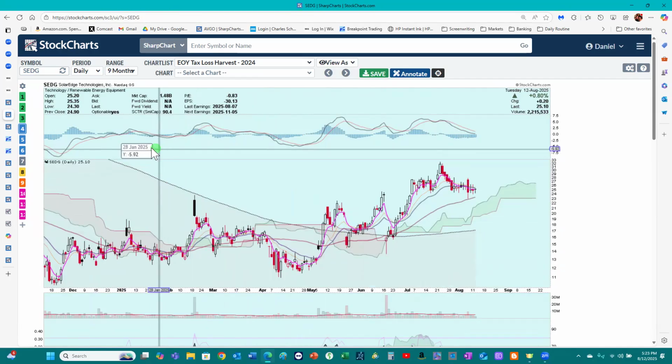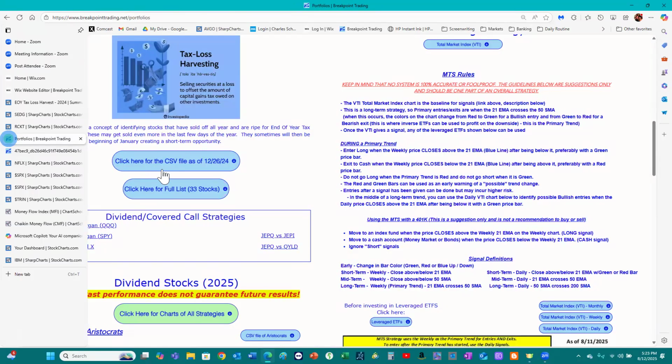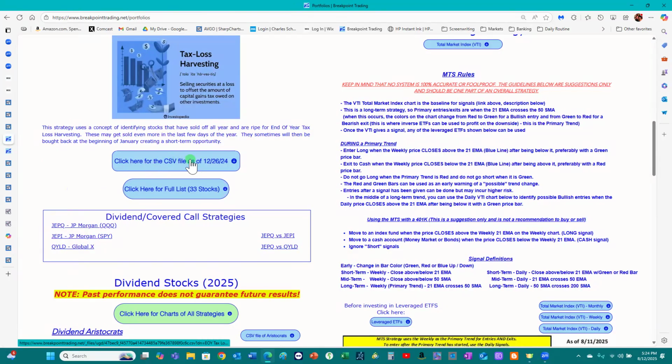I'll run another scan to identify these. It doesn't mean you need to use my scan. You can identify your own. I put the CSV file right in here. You can see this was run on December 26th.